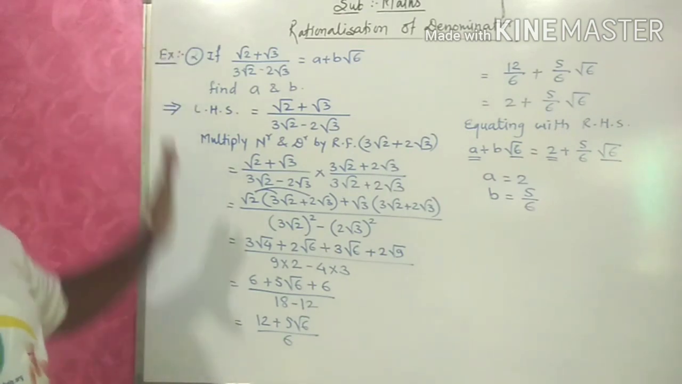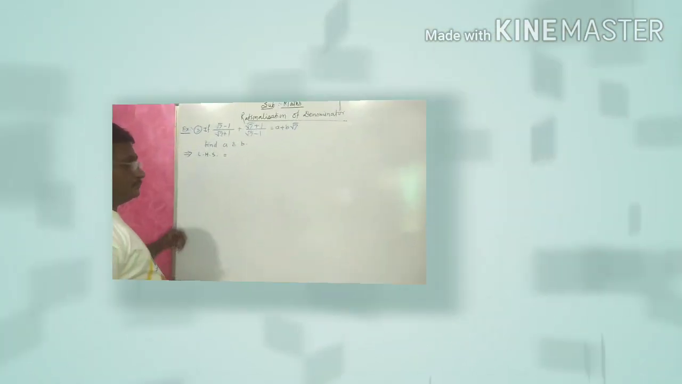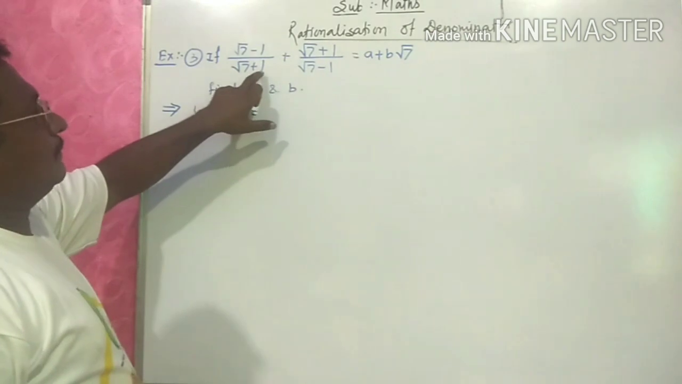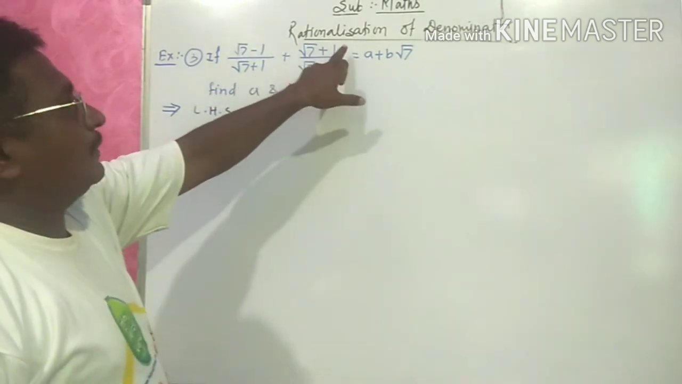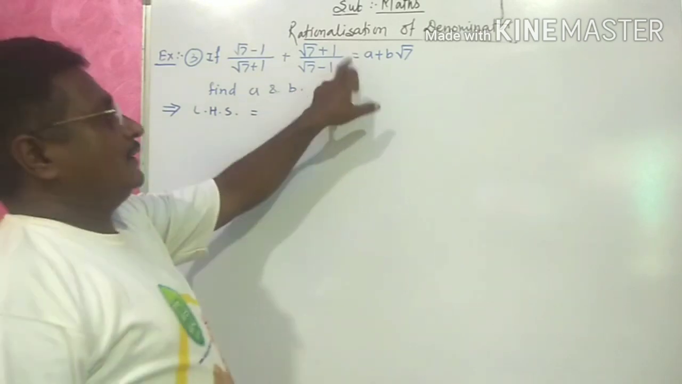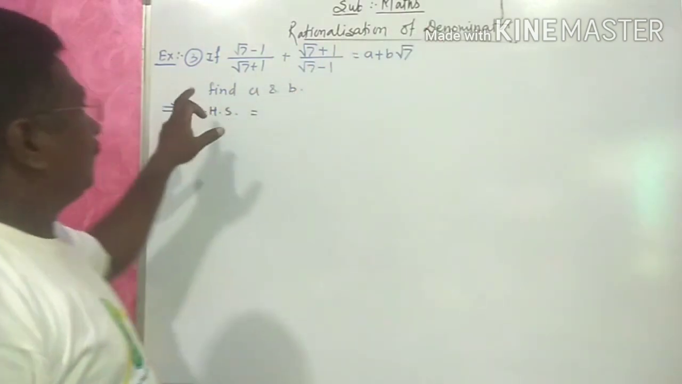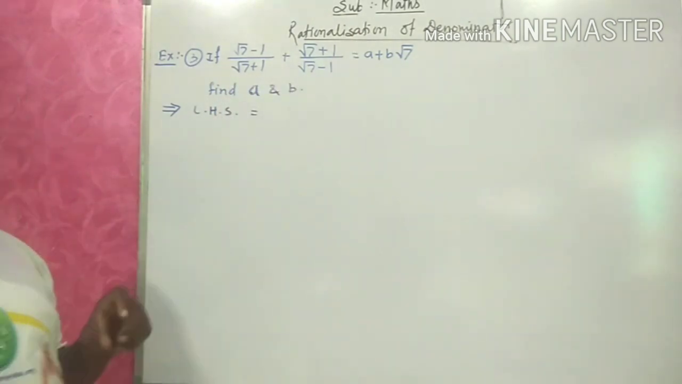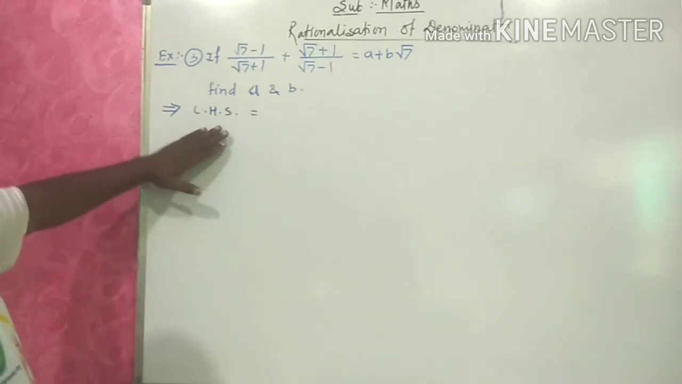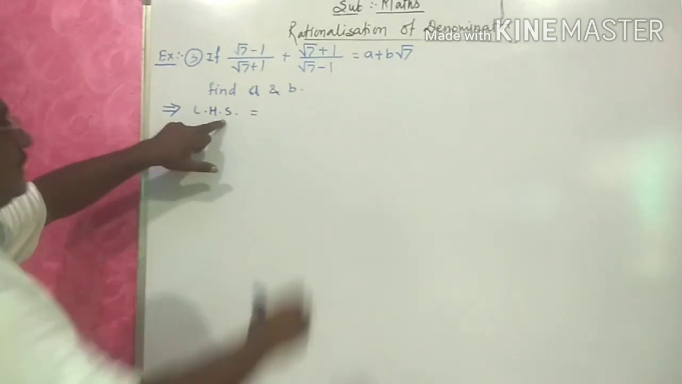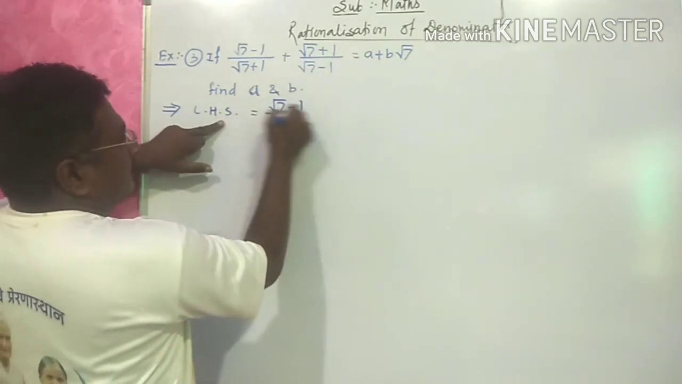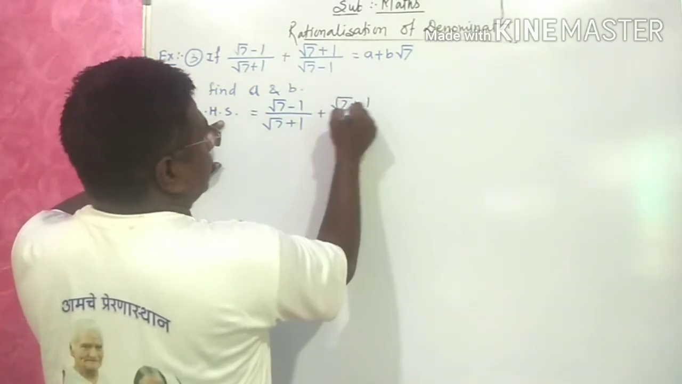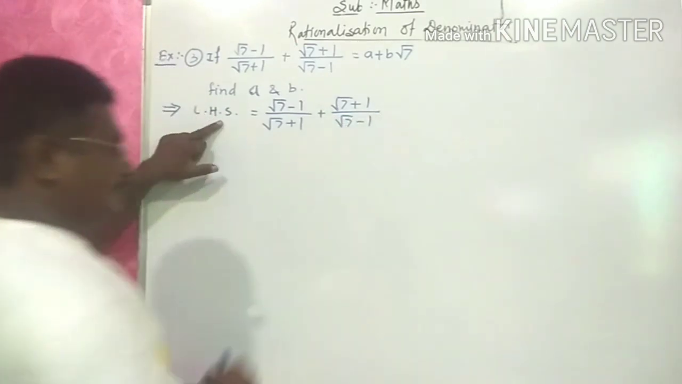So again one example I will explain on this. Okay, now third example. What is it? If root 7 minus 1 by root 7 plus 1 plus root 7 plus 1 by root 7 minus 1 equals a plus b root 7, find a and b. Here also we have to find the value of a and b. Procedure is same. What is the procedure? Left hand side we have to consider root 7 minus 1 by root 7 plus 1 plus root 7 plus 1 by root 7 minus 1.